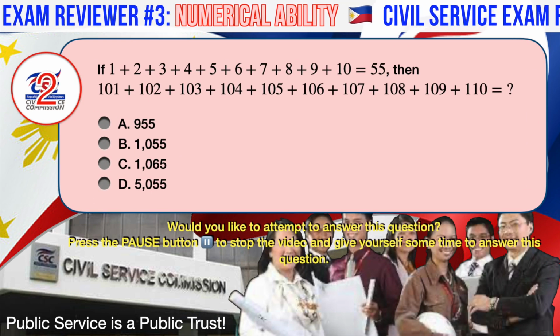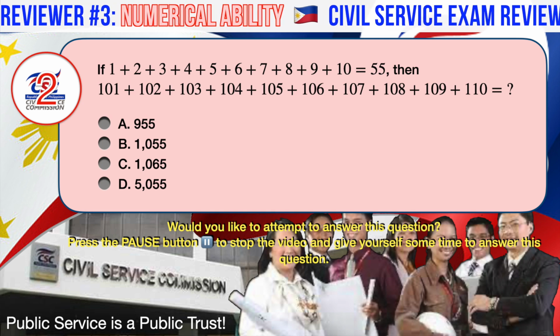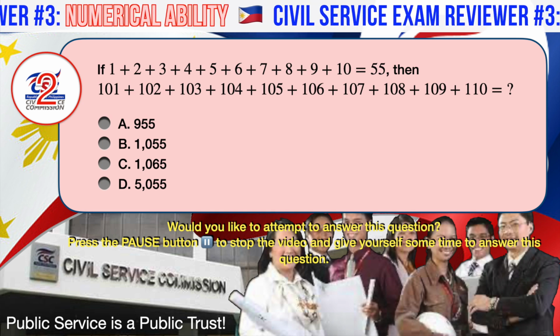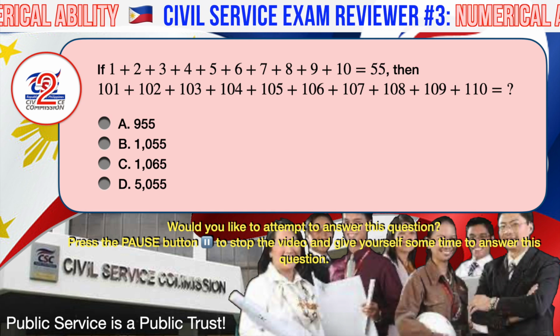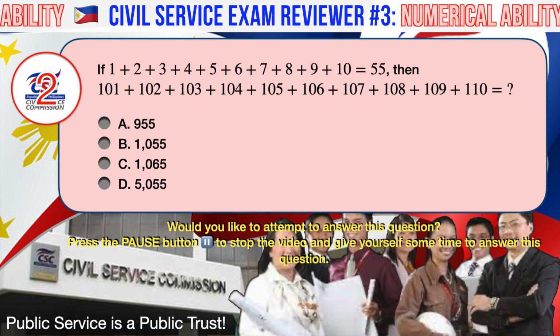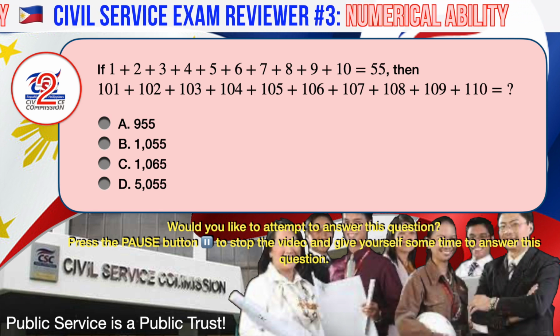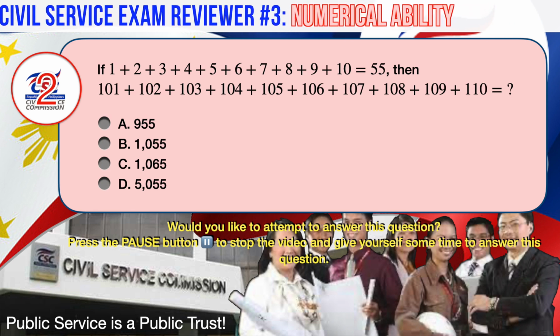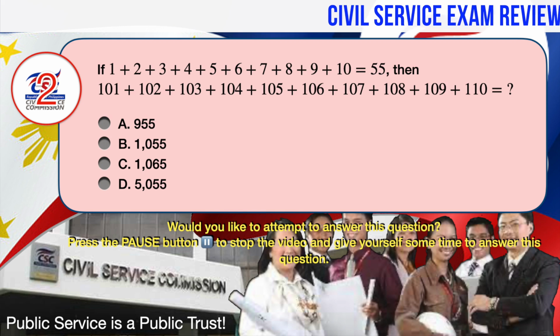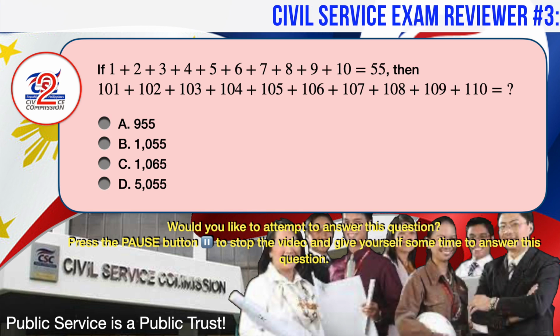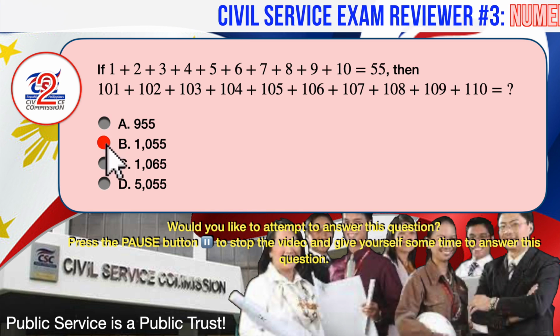Question number 2. If 1 plus 2 plus 3 plus 4 plus 5 plus 6 plus 7 plus 8 plus 9 plus 10 equals 55, then 101 plus 102 plus 103 plus 104 plus 105 plus 106 plus 107 plus 108 plus 109 plus 110 must be equal to A. 955, B. 1055, C. 1065, D. 5055. The correct answer is B.